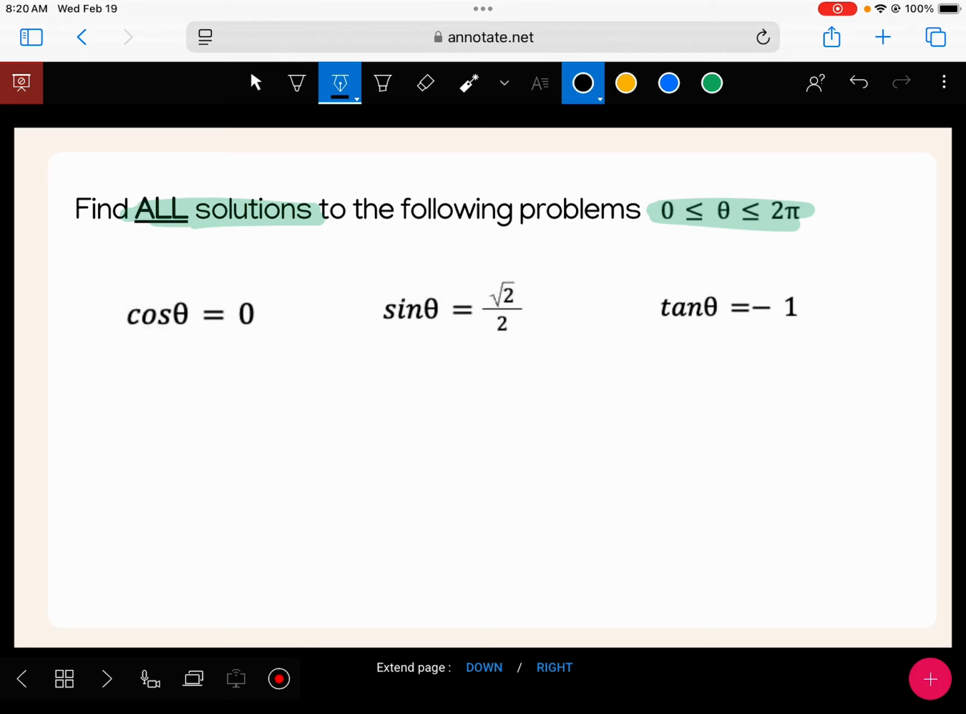So notice that there's no inverse notation here, which means that even though it's equal to a coordinate, so we'll give a radian value, we don't have to have the restricted domain. So we're looking for any of the places where cosine is equal to 0 on the interval. So that gets us pi halves and 3 pi halves.